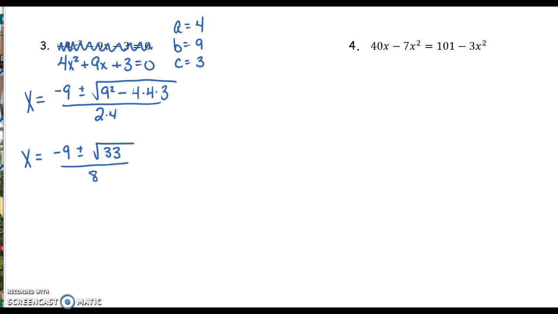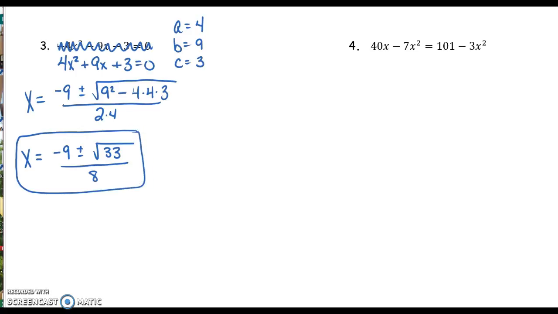We cannot simplify the square root of 33. There's no perfect squares that you can divide out of it. So then look at the pieces that are not under the radical. We've got -9. There's a 1 in front of this radical and an 8. Those don't have anything in common, so that is our answer.